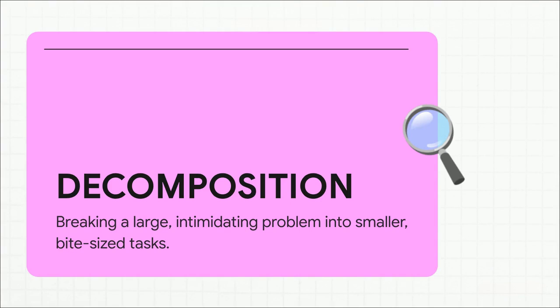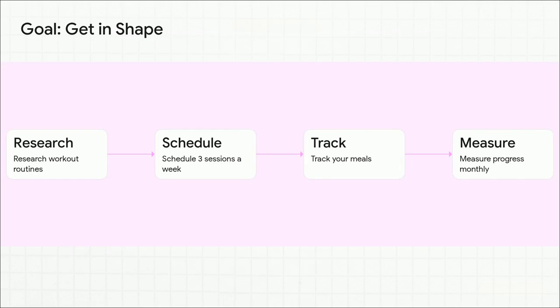This is just the simple art of taking a huge, scary, intimidating goal and slicing it up into small, manageable pieces. Seriously, think of it as the ultimate antidote to procrastination, because it makes any project feel instantly achievable. So let's take a vague goal, like get in shape. It feels massive, right? But watch what happens when you decompose it. All of a sudden, it's not this one giant task anymore. It's 4 clear steps: research, schedule, track, measure. See? That's decomposition in action. It transforms that feeling of overwhelm into a simple, actionable plan.